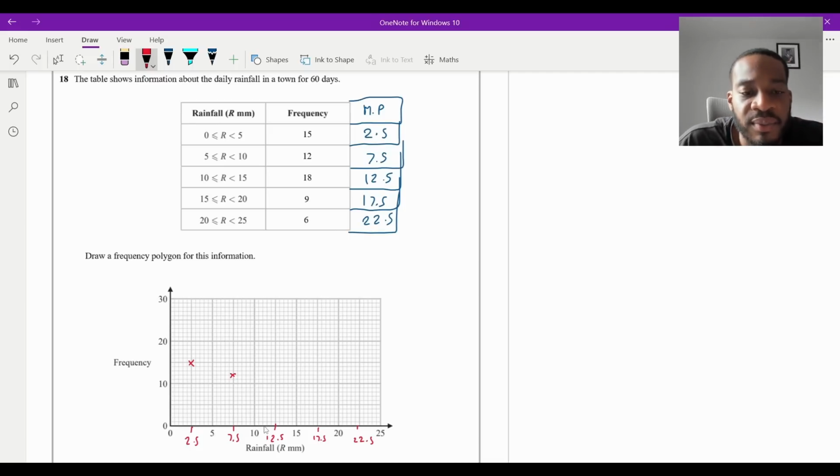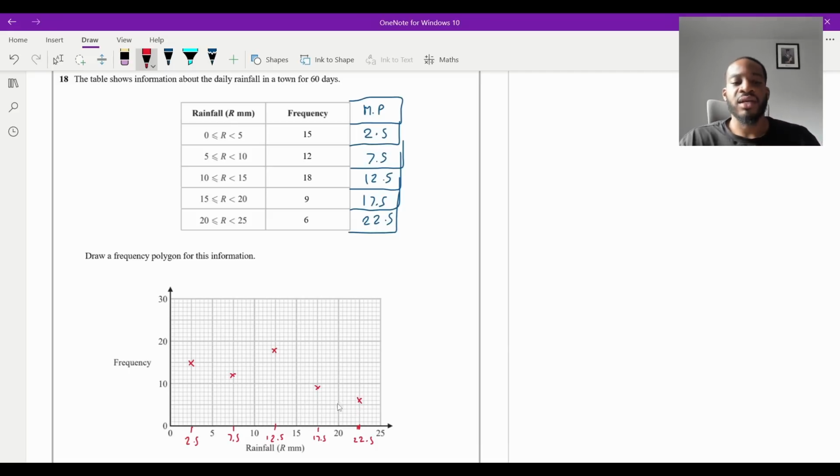And then the next one's going to be 18. So 12.5 is going to be just 2 under 20, which is going to be like that. And then the next one's going to be 17.5 and 9, which is going to be like that. And then the next one, 22.5, is going to be 6. So that's over here, isn't it? That's going to be just 1 over 5, which is going to be over there.